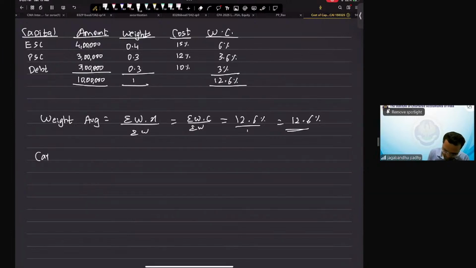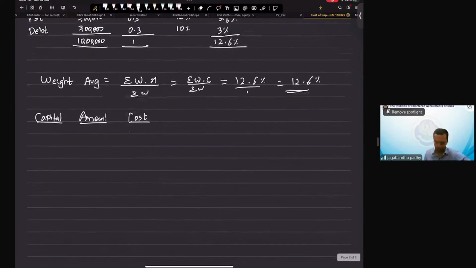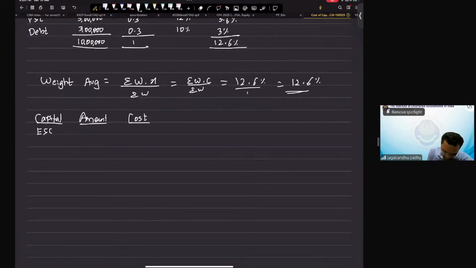So let's say we have got capital, amount of that capital, and cost. So let's say we've got equity share capital. There are some reserves, and we have preference share capital, loan, and debenture.